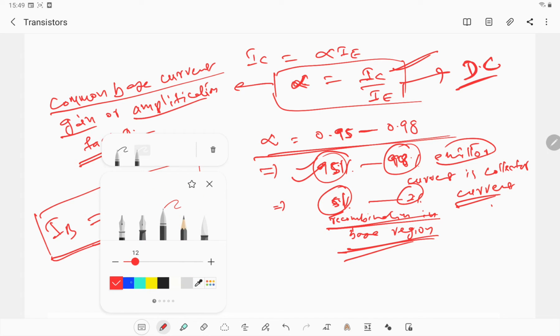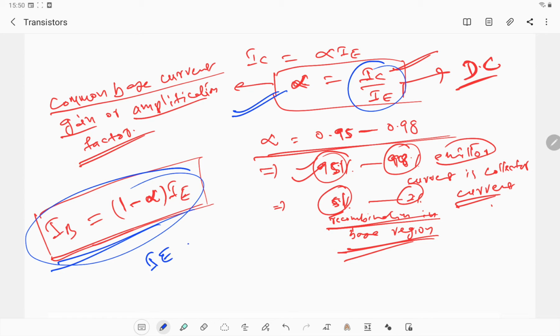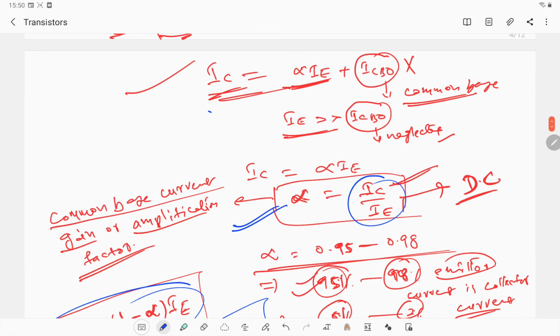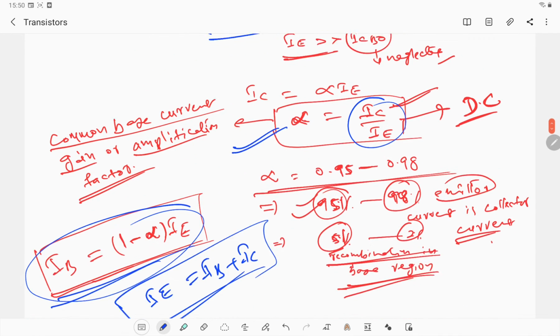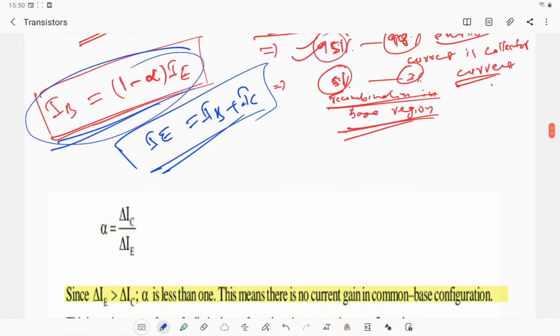See, here are the three important formulas. One is alpha is equal to IC by IE, another one is IB is equal to (1 minus alpha) into IE. Another one, IE is equal to IB plus IC in any configuration. These are the important formulas for common base configuration.